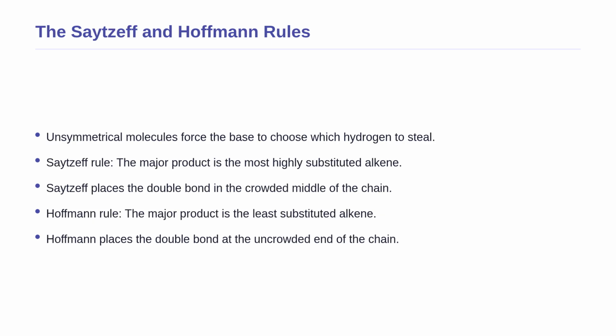Now that we know what an elimination reaction is, we face a problem. If the starting molecule is unsymmetrical, the base has a choice of different hydrogen atoms to steal. This is where our two main rules come in. The Saytzeff rule predicts that the major product will be the most highly substituted alkene. This means the double bond is placed in the middle, surrounded by the maximum number of carbon groups, making it highly stable. On the other hand, the Hoffmann rule states the exact opposite. It predicts that the double bond will form at the very end of the chain, creating the least substituted alkene.